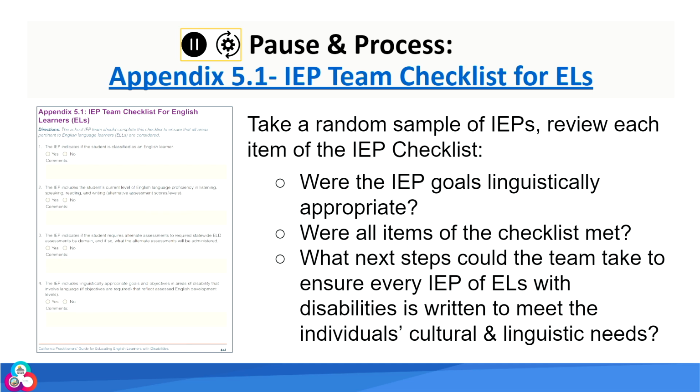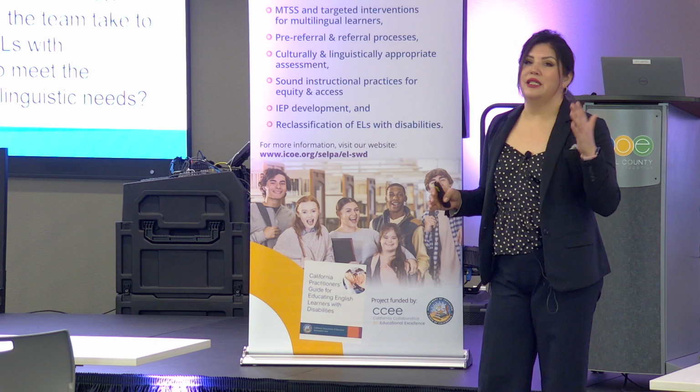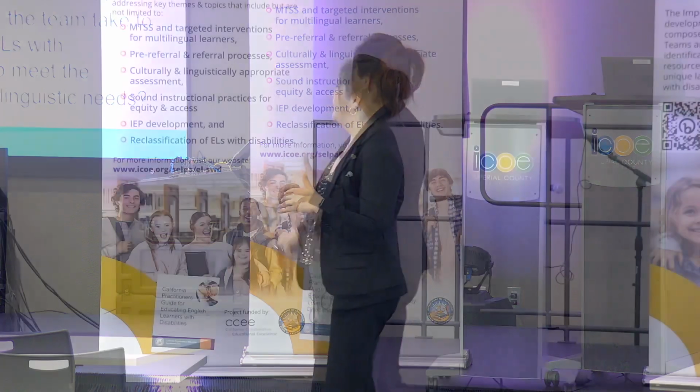As a recommended activity as a team, we would invite you to take a random sample of an IEP, review each item of the checklist. Again, black out any names, any identifiable data, and just look at the content. If your team is at this point of the journey where you're ready to start taking a critical look at the processes, this is a great tool to do that. If you're not there, that's okay. This is a resource for you then, as you are developing your own IEP and ensuring that all of these different areas are addressed.